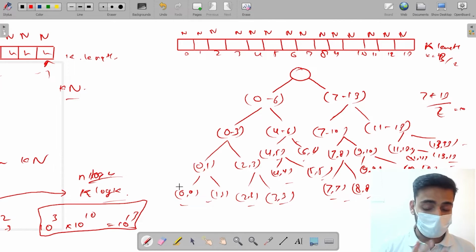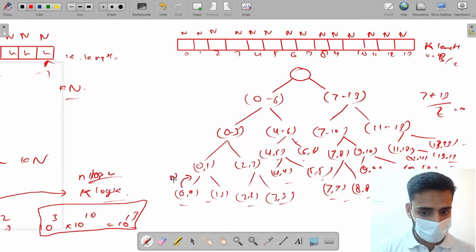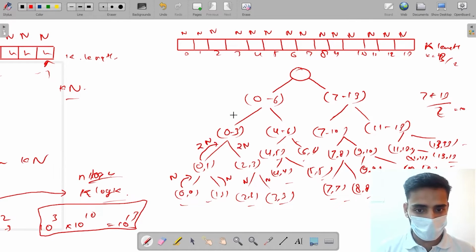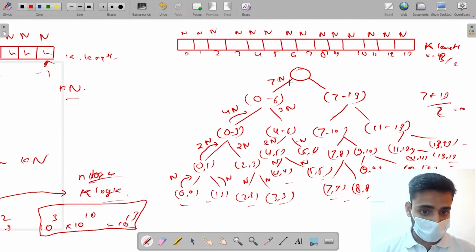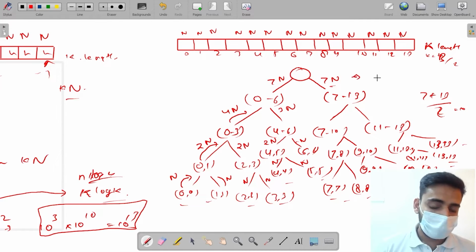So how much complexity will it take? It will take n, it will also take n, so this will take 2n, it will take n, it will take n, it will take 2n. So from here it will take 4n. Sorry, here it will take n, n, n, and 2n, and 2n plus n is 3n, and 4 plus 3 is 7n. And the same thing here also, 7n. So the complete complexity is going to be 14n.